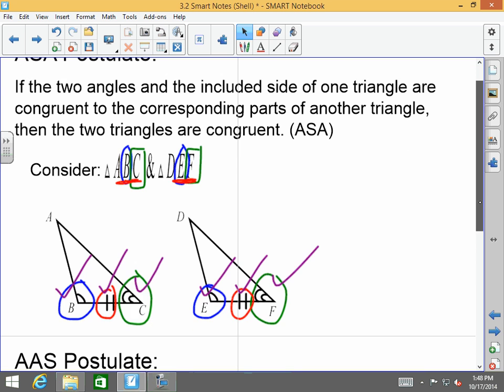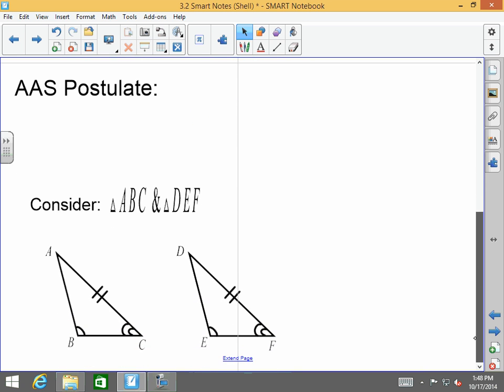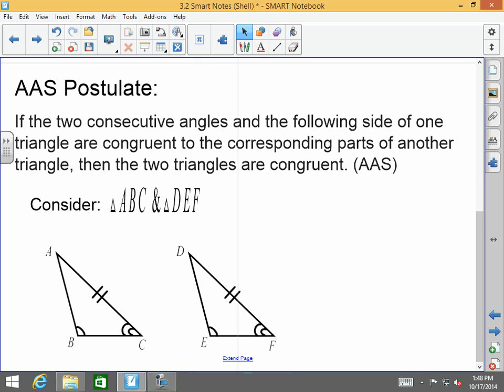And last but not least, this is not in your book, so please pay extra special attention and care to this postulate, because I repeat, it is not in your book. The AAS postulate. The AAS postulate stands for angle, angle, side. If the two consecutive angles and the following side of one triangle are congruent to the corresponding parts of another triangle, then the two triangles are congruent.